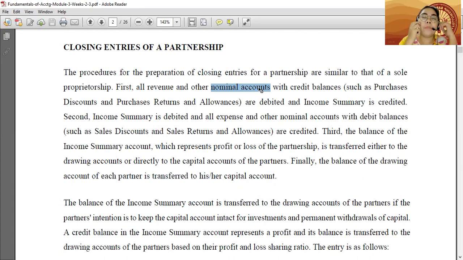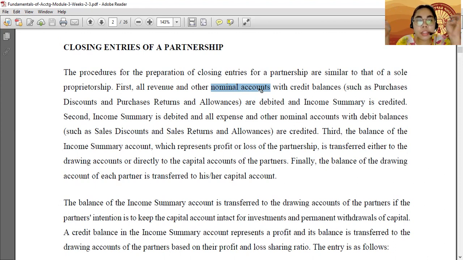So we initially have a credited income summary account when we close the revenue and other nominal accounts with a normal balance of credit. So usually we credit the income summary account. Then vice versa, class, when we close those nominal accounts with a normal balance of debit, we debit income summary. So credit income summary when we close the revenue and other nominal accounts with a normal balance of credit.